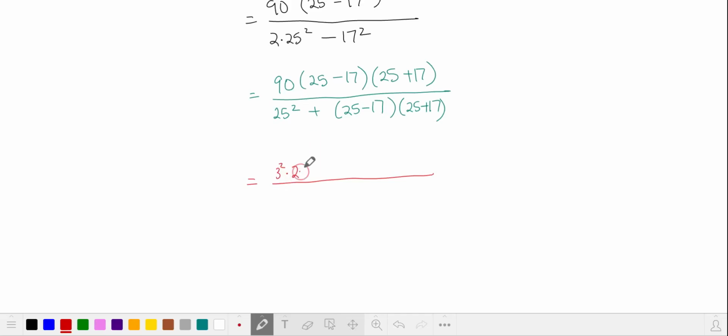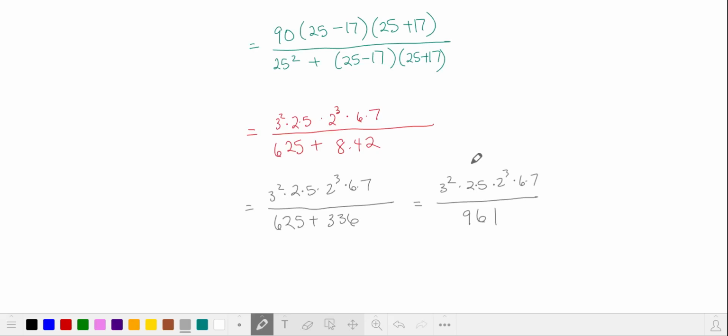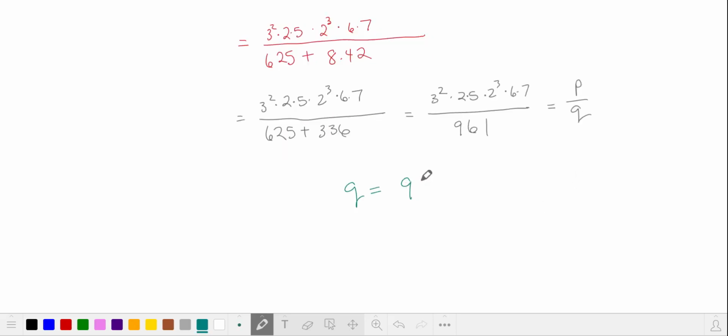So here's 90. 25 minus 17 is 8. And then over here I have 42, which I'll write as 6 times 7. In the denominator I have 625 plus these same factors from the numerator. We'll continue to evaluate the denominator. This denominator is 961. We can quickly check to see that this is not a multiple of 2, 3, 5, or 7, so there are no factors in common, and Q is equal to 961.